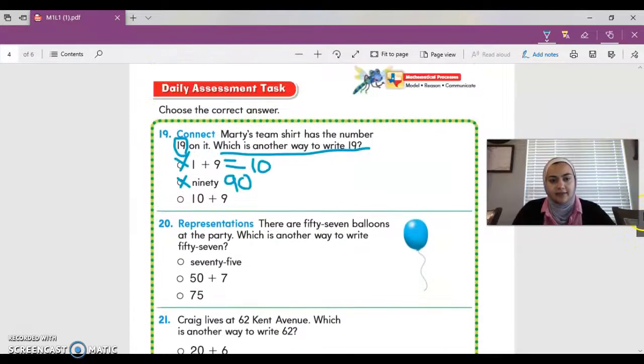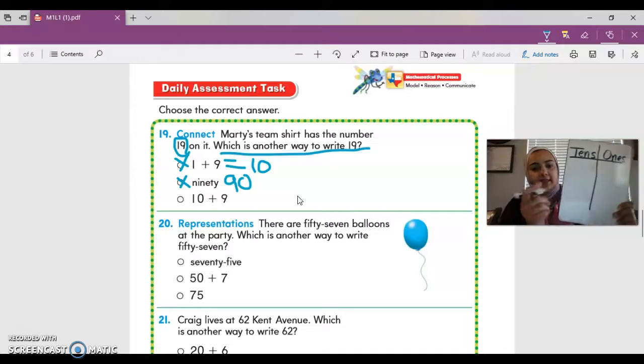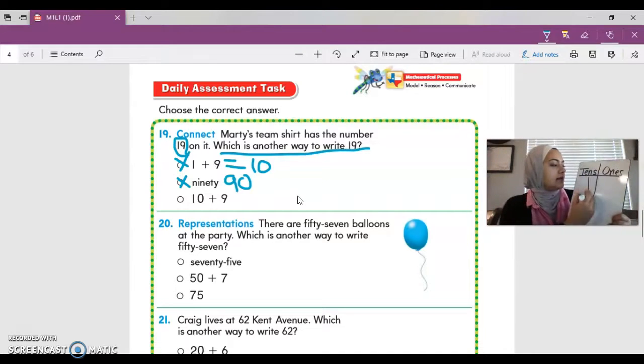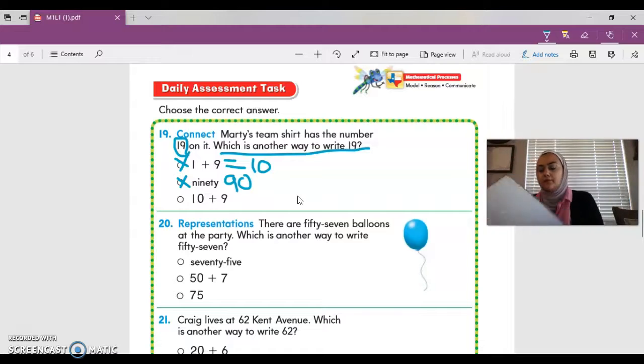All right, the last one is 10 plus 9. Is 10 plus 9 19? Yes, it is. Because if I write the number 19 in my little graph that I expect you to have on your paper for each question, that means there are 1 ten and 9 ones. And that's the same as 19. Okay?